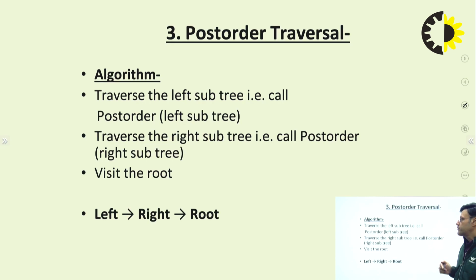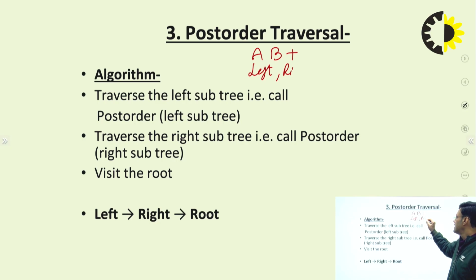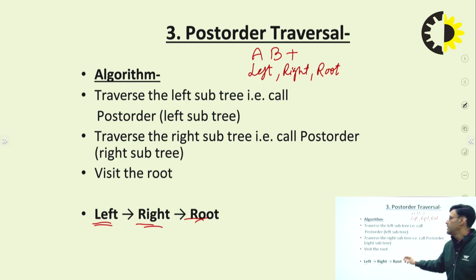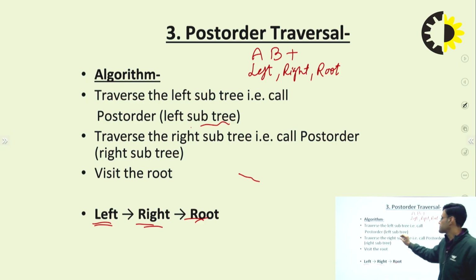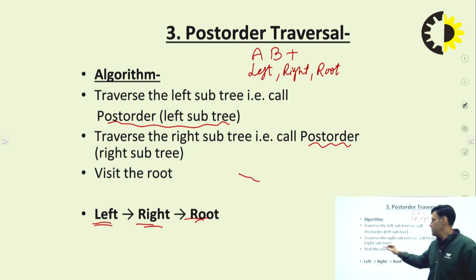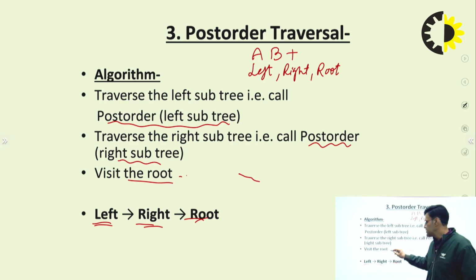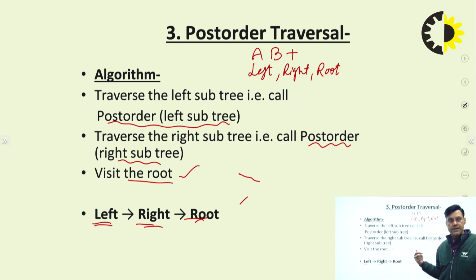Right. Now the post order. Post order means A, B plus operand then operator. It means left, right, and the priority of the root is at last. See, left, right, root. Traverse the left subtree. Again, this post order call will be recursive. Right. Traverse the right subtree. Again, right subtree will in which fashion? We have to travel the right subtree in post order. Okay. Then at last visit the root. Okay. I think let us see the example directly.